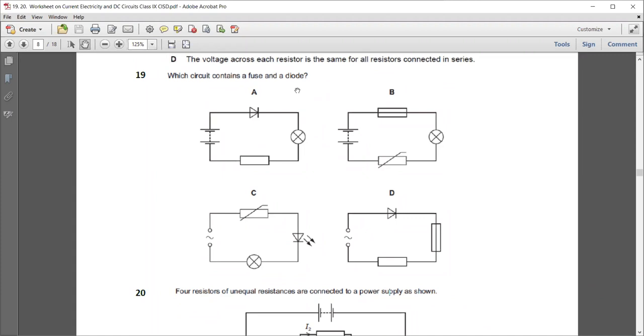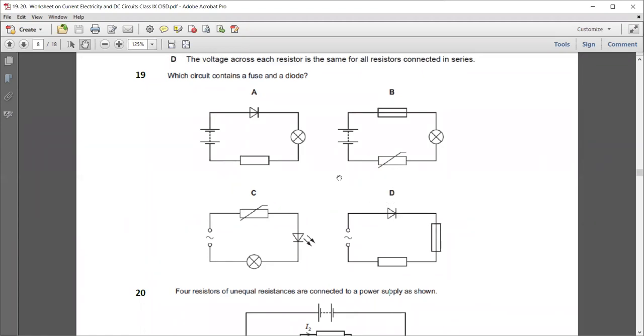So, Ifaz, now help me. Which one is correct? Do you know the symbol of a fuse? I am showing here, right? It is D.